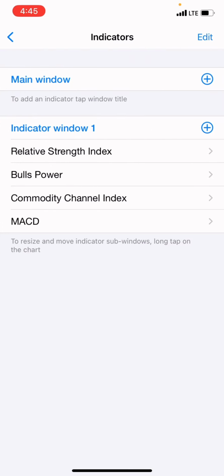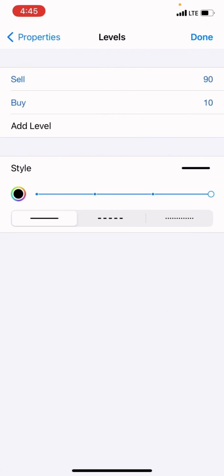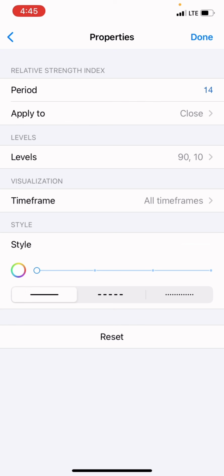As you can see, we're using the relative strength index on indicator window 1, the relative strength index on period 14. You apply to close the level. You add level 90 first, you add 10, then you put on sell for 90, and you put on buy for the level of 10, using black color for the style and 4 pixels using the straight line pattern right there. Then for the style right here, you put it on the first line, which is 1 pixel, then the white color, as you can see. Then you apply to all time frames.